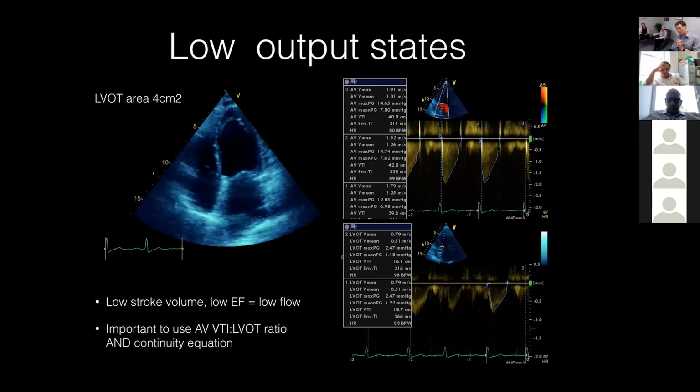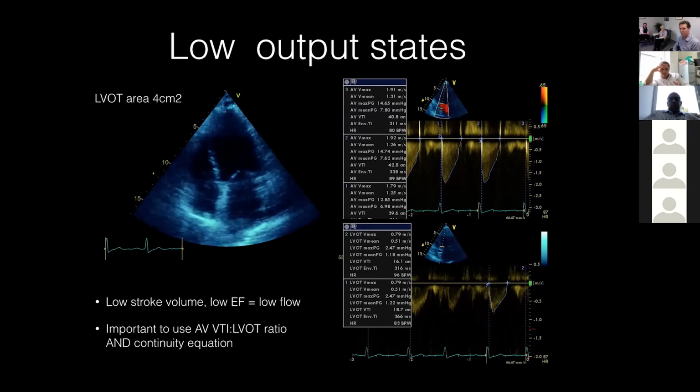Sorry, if you've got a low flow state and the VTI still suggests it's severe, it could still be pseudo-severe, which we're coming on to just now. So that's where you've got to do your continuity equation, and you've got to think, what could you do to try and figure that out? You'd have to do a DSE. So you've got to think about some ways to increase the cardiac output and see if it changes, because that valve might be ready to open if you put more blood through it, or it just stays shut if you don't get an increase in the cardiac output.